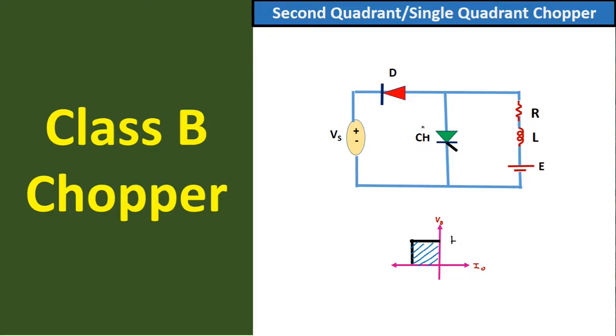This is the circuit diagram of Class B chopper. It consists of a DC voltage source Vs, a diode D, a chopper switch and RLE load. This chopper switch is connected across the load as you can see in the Class B chopper.